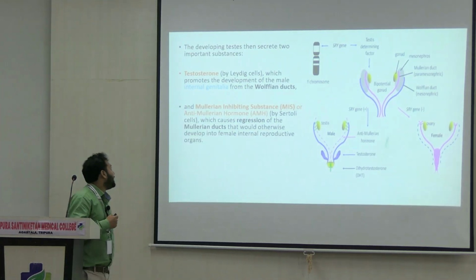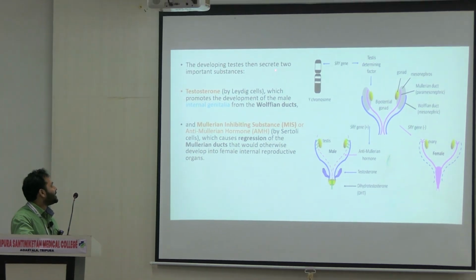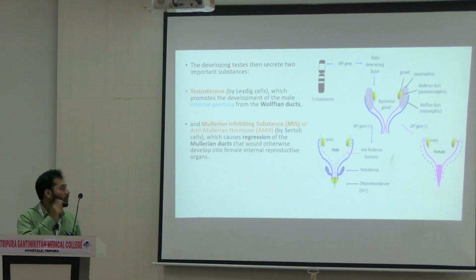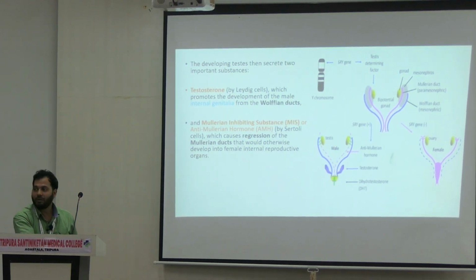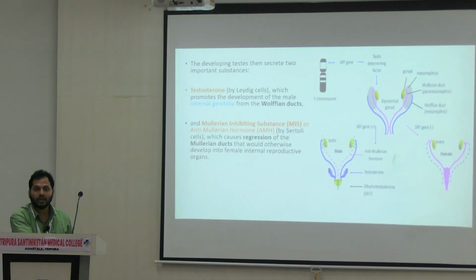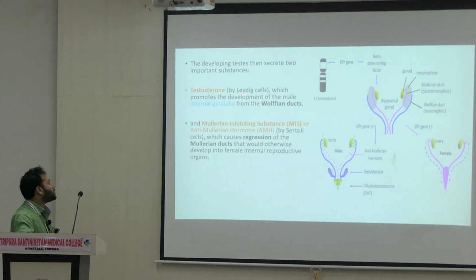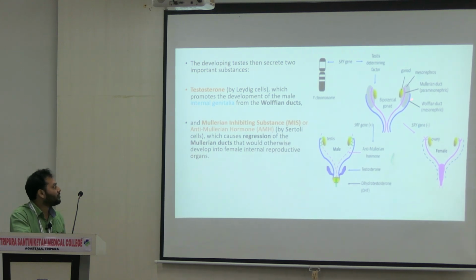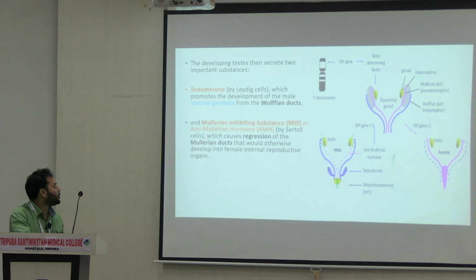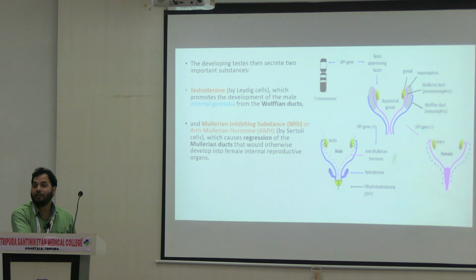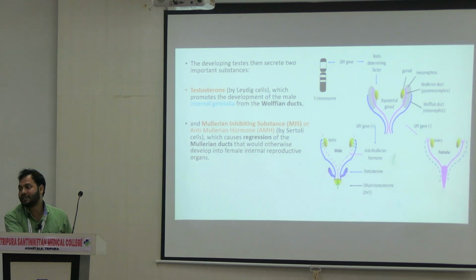Now we'll see. Here you can see the developing testes then secrete two important substances. As I've already mentioned, it mainly secretes three different hormones. The first one is testosterone from a specific cell type, that is the Leydig cells. So what is the role of that testosterone hormone? Yes, it mainly promotes the development of male internal genitalia from the Wolffian duct. You can see this is the Wolffian duct, and that Wolffian duct develops into male internal genitalia, but this male internal genitalia development is promoted by the testosterone that is secreted from Leydig cells.